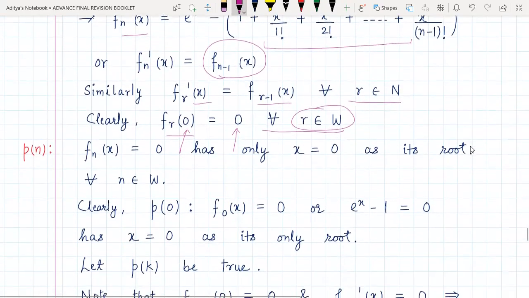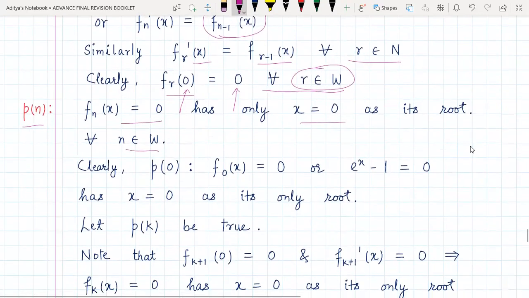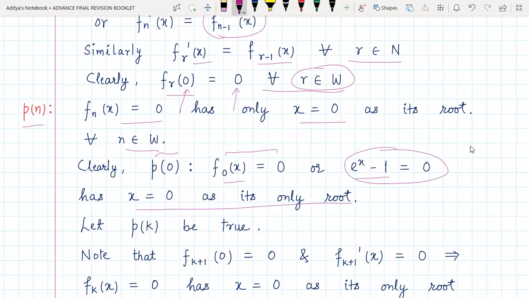Now let us talk about the statement p of n, which says that f n of x equal to 0 has only x equal to 0 as its root for all n belonging to whole numbers. How can we prove this now? Clearly p of 0 would be f naught of x equal to 0, but what is f naught of x? Obviously it would be e power x minus 1 only. So this equal to 0 has only x equal to 0 as its root, right? Because when you solve e power x equal to 1, the only solution we get is x equal to 0. So we have established the very base case.